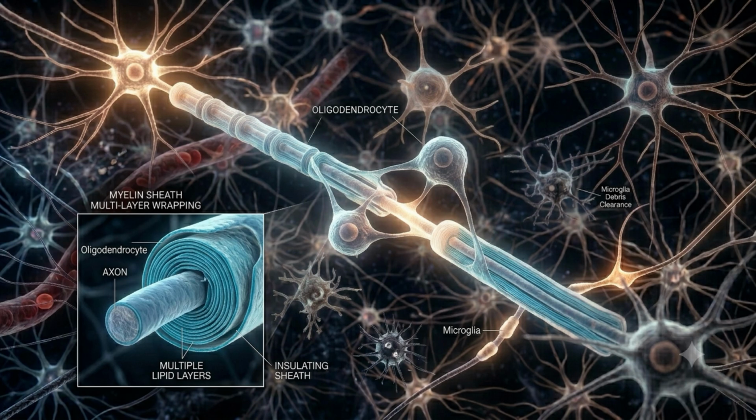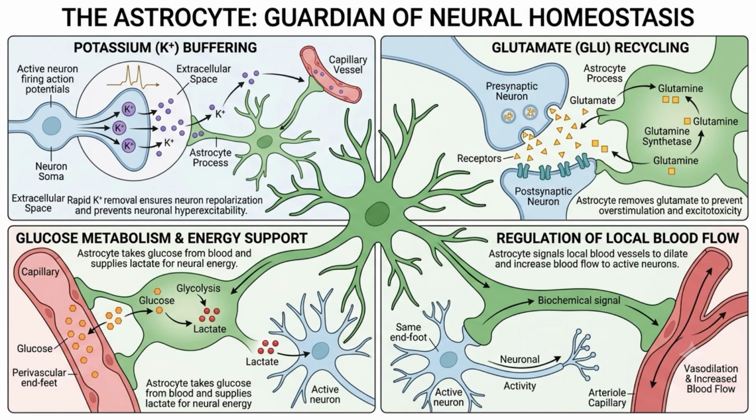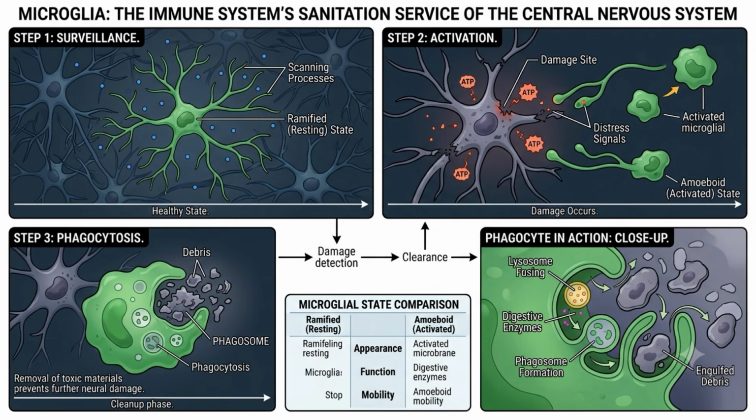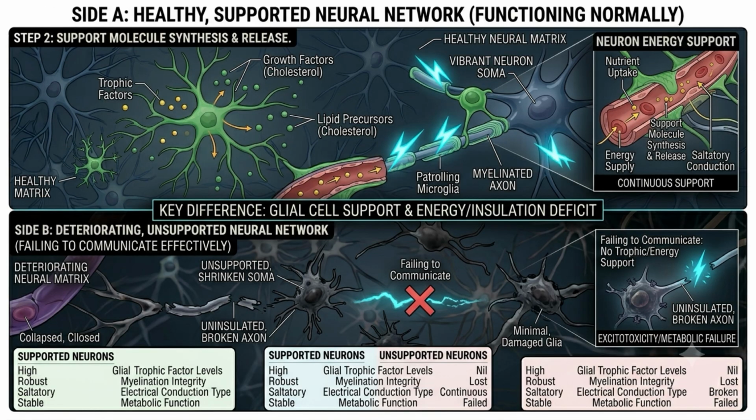Glial cells do not transmit signals. They support, protect, and maintain the neurons that do. Some glial cells wrap around axons in a fatty insulating layer called myelin, which dramatically increases the speed at which electrical impulses travel. Others regulate the chemical environment around neurons, clear debris, and supply nutrients. Without glial cells, neurons could not function.